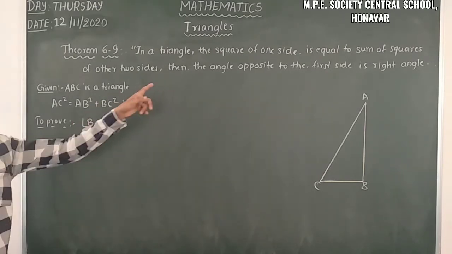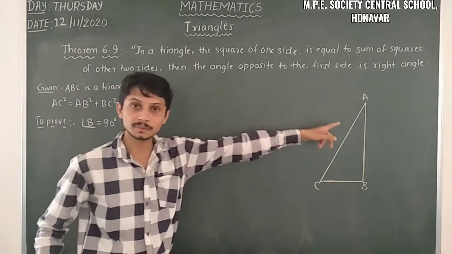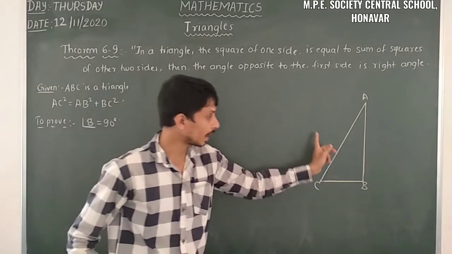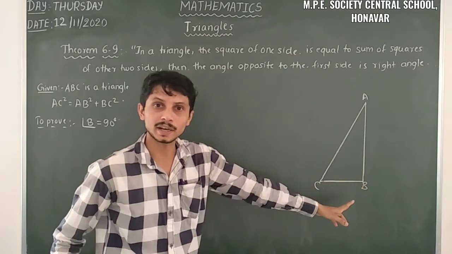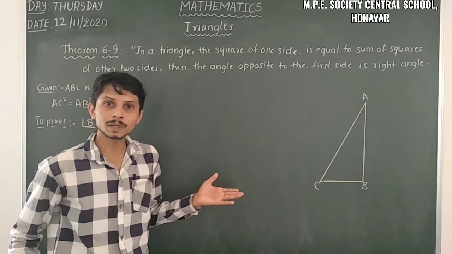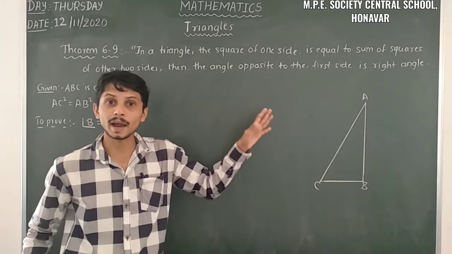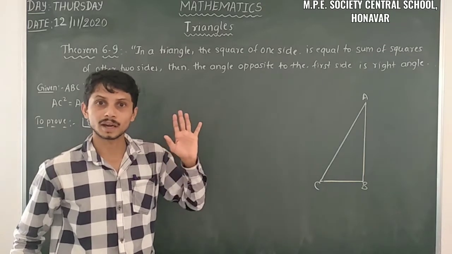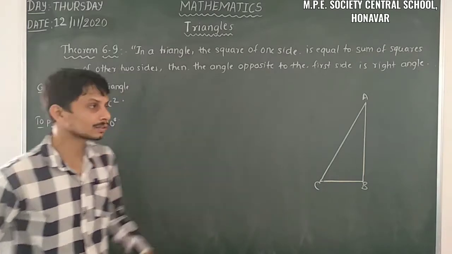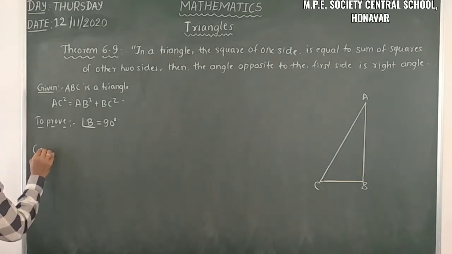Because we know that the angle opposite to the first side is a right angle. That means AC is the first side we considered. So the angle opposite to the first side is equal to 90 degrees. We have to prove that. And how can we prove that one? We have to prove it by considering another identical triangle. So let us draw another identical triangle. So construction.